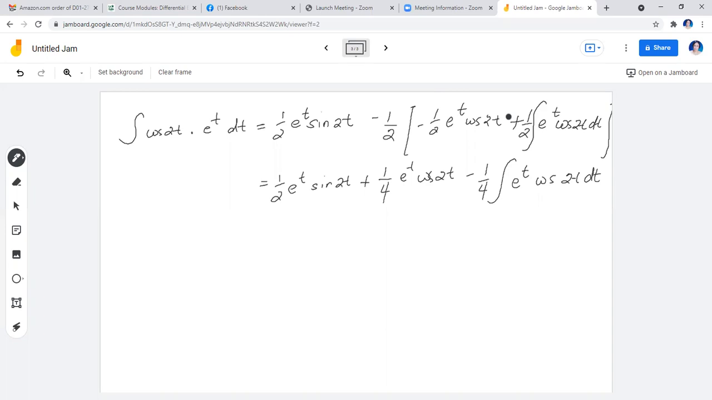So this one is similar to this. It's e raised to t cosine of 2t dt. So if we combine this one with this one, this is 1 here, and this is 1/4. If we add, because it's negative on this side, that would be 5/4 integral of e raised to t cosine of 2t dt. I now combine this one with this. So I'm left with two terms here on the right.